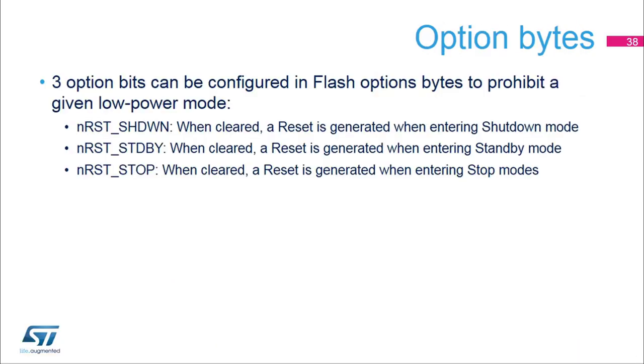3 bits are available in the flash option bytes to prohibit a given low power mode. When cleared, an option bit configures reset generation when entering shutdown mode. Another bit configures reset generation when entering standby mode, and the last bit configures reset generation when entering stop modes.